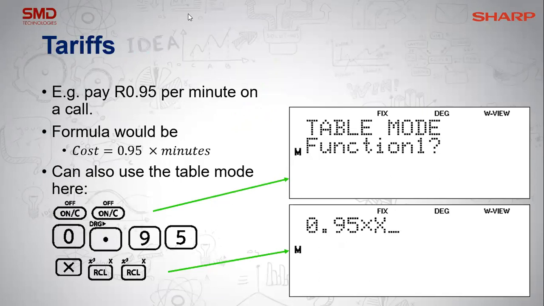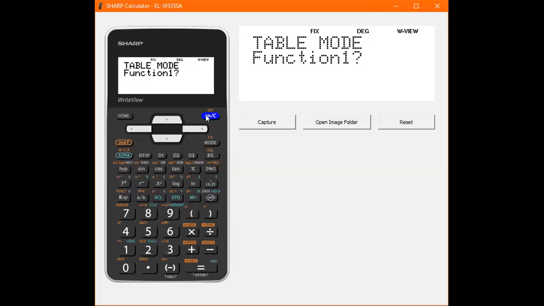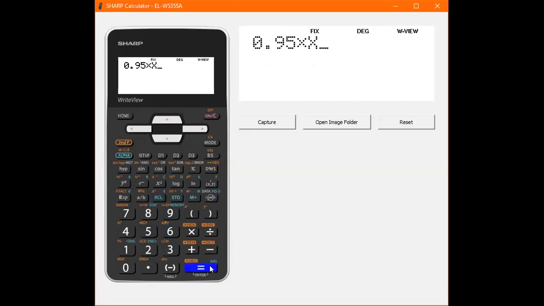You can also use the table mode for tariffs, there were quite a lot of requests for tariffs. If you want to clear away a function that you've been using on table mode and start again, you just press on twice and that will delete. Let's say, for example, you have a cell phone contract. It costs you 95 cents per minute, so your cost equation is 95 cents times the number of minutes used. This would be essentially a pay-as-you-go, right? And then equals.